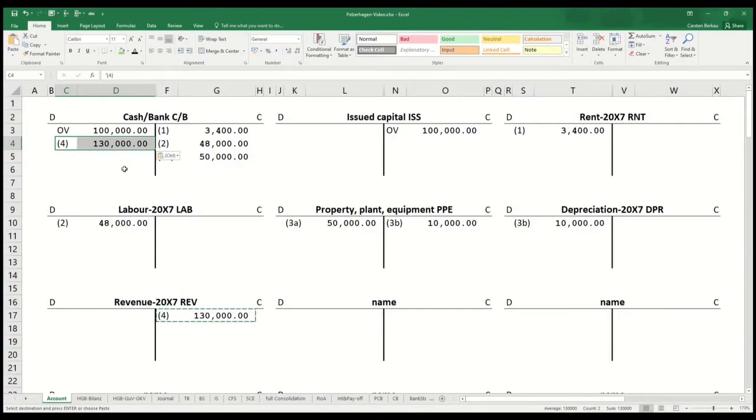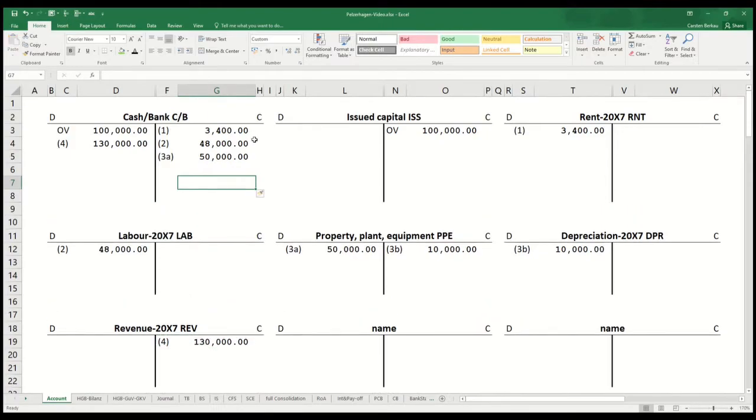So far we recorded these bookkeeping entries, and now we want to balance off all our accounts. We actually need a little bit more lines here, so I'll just balance off the cash bank account and all the other accounts.